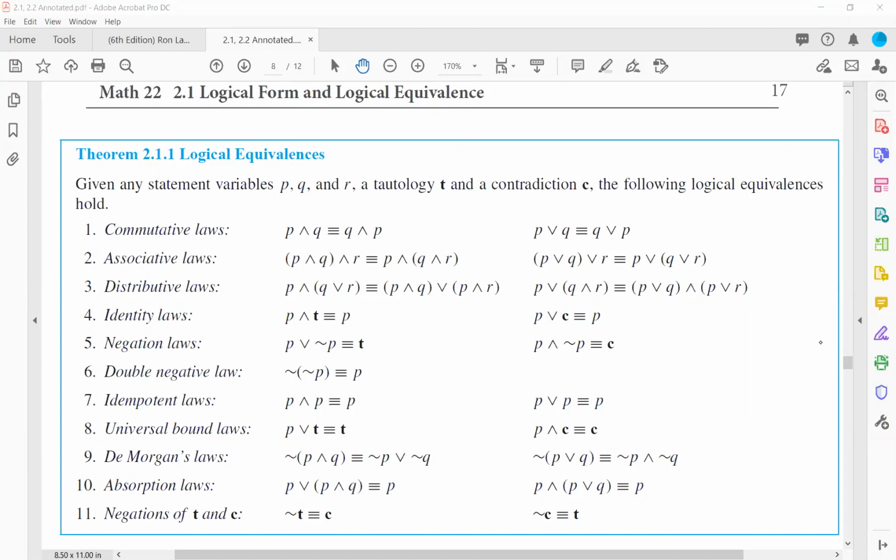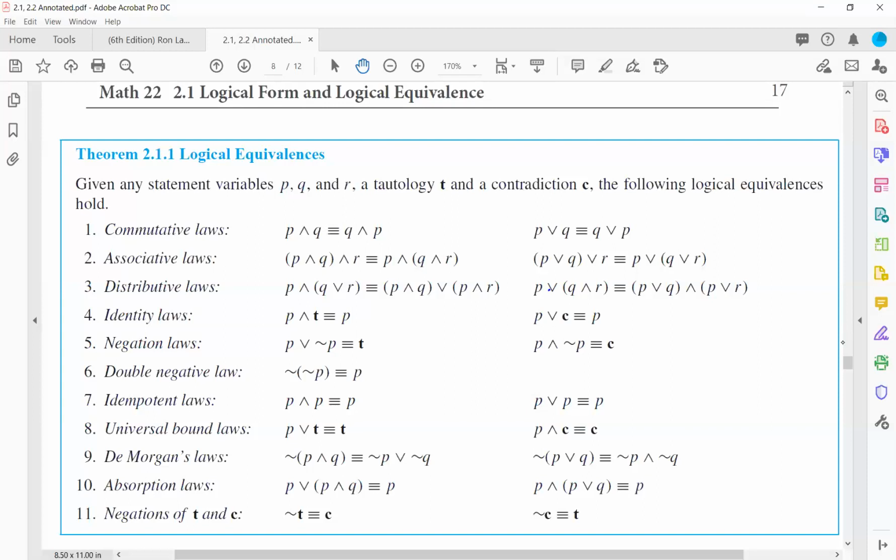Next law, distributive law. You can distribute AND over OR. You can also distribute OR over AND. P and (Q or R) is the same as (P and Q) or (P and R). Again, you can distribute OR over AND: P or (Q and R) is the same as (P or Q) and (P or R).